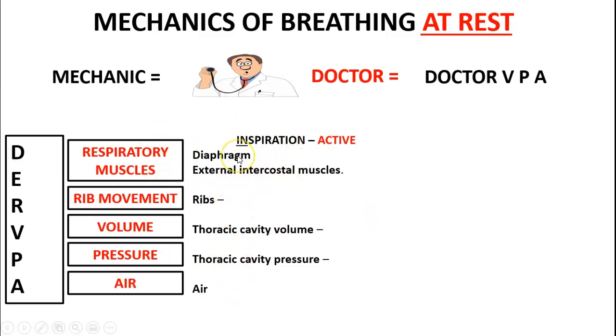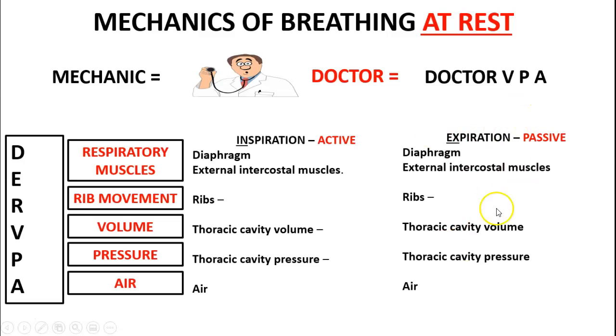Obviously, you have to then give your answer context. So if it's inspiration, what happens to these two muscles? You don't just name them. You've got to give it context by saying, do they contract? Do they relax? What happens to the ribs? Do they move up and out, down and in? What happens to the thoracic cavity volume? Does it increase or does it decrease? Likewise with pressure. And does air move in or out of the lungs? So that works across for both, but I've just put an example on there so you can see it. And I've done the same over there for expiration, and this is at rest. So you can just see that in action.